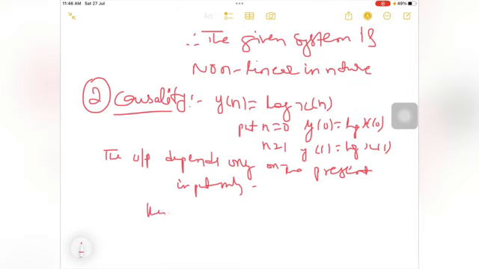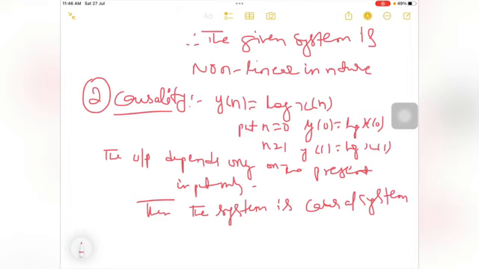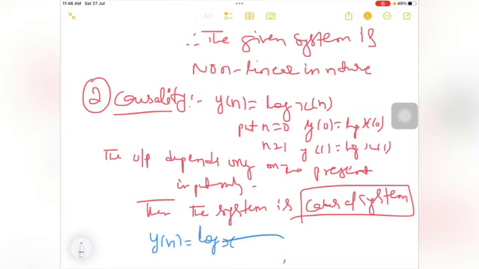Then the system is a causal system. Therefore y of n is equal to log of x of n is a causal system. Okay, so next, the third one is the time variant property.